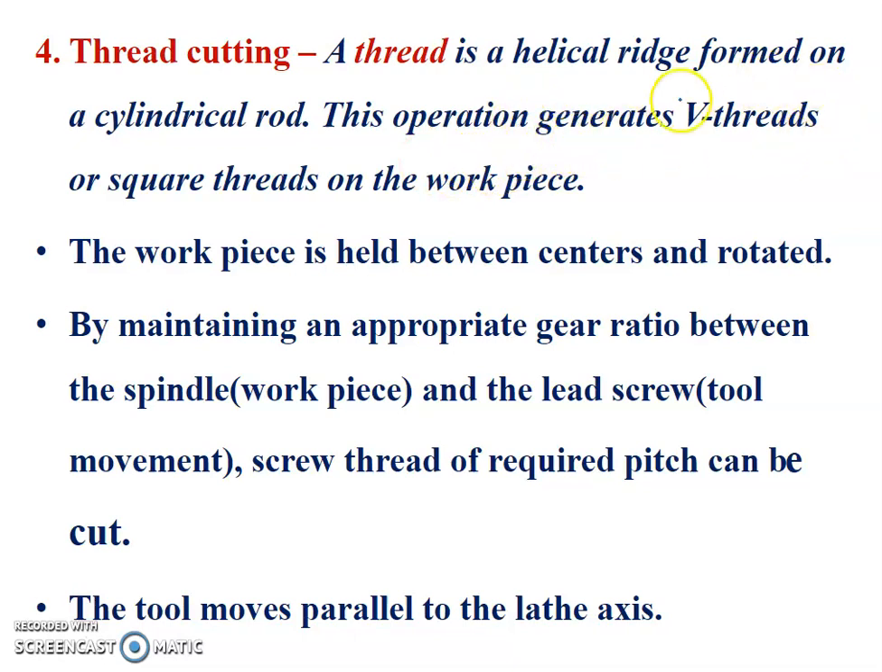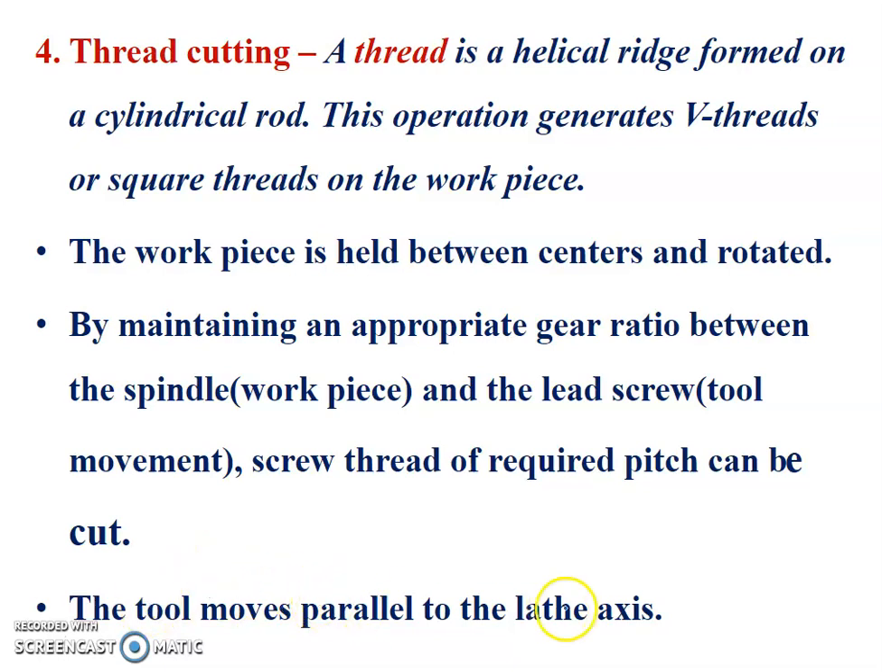Generally we can produce two types of threads. One is called V thread, one is called square thread. The workpiece is held between the two centers and rotated by maintaining an appropriate gear ratio between the spindle and the lead screw, so a thread of required pitch can be cut. In the previous class I told what the main function of the lead screw is. The lead screw is used only during the thread cutting process. By using that lead screw we can produce the thread on the external surface of the cylindrical workpiece.